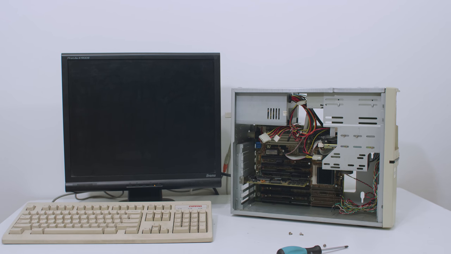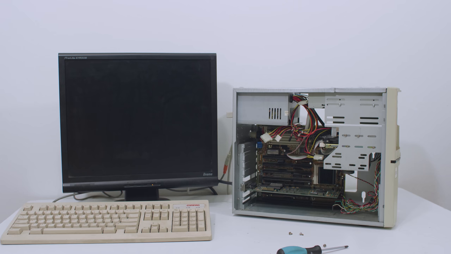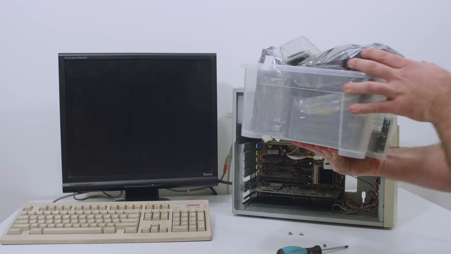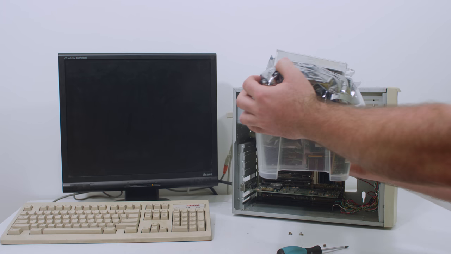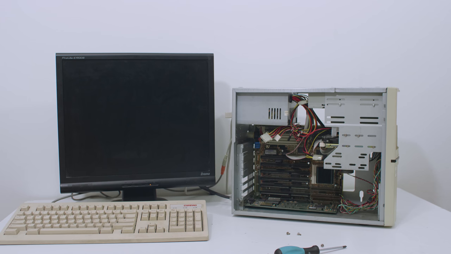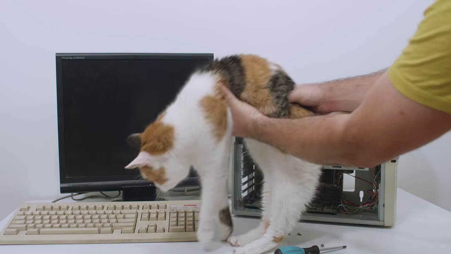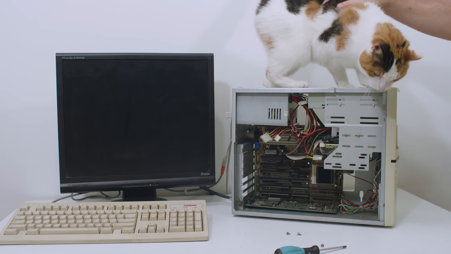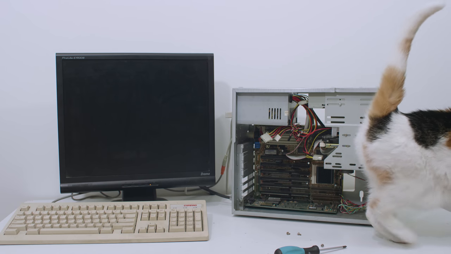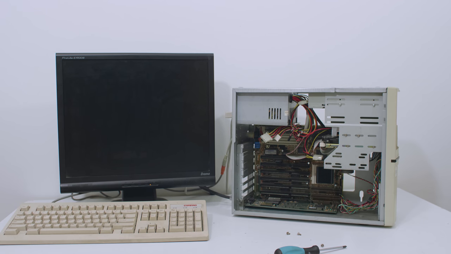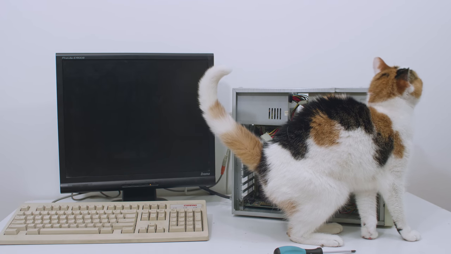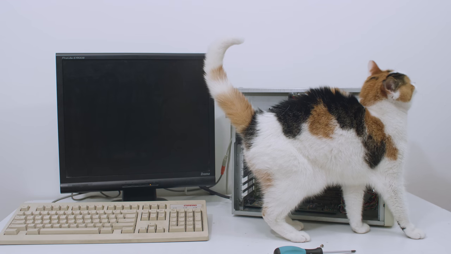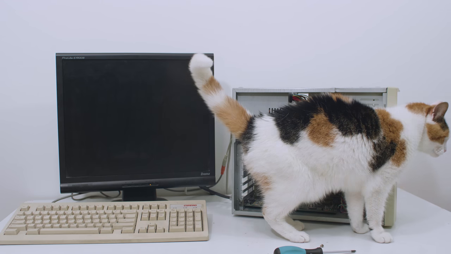I think this motherboard has some serious issues. I think I'm gonna swap out the memory, because there is something really not good with this system. Here I have all my 72 and 30 pin SIMMs. So I have more than enough replacement memory. I have a plan. Let's turn this into a cat video. I think also this plan has failed. I think only the cat likes this computer.